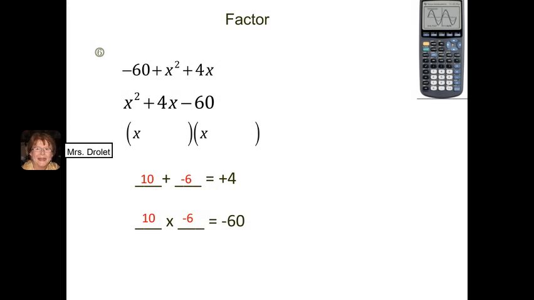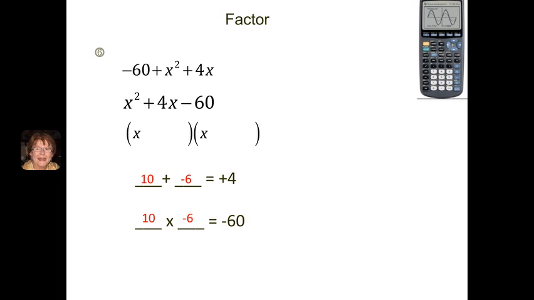I hope you found the two numbers on your own. I hope you didn't have to look at the answers. If you had to look at the answers, it's important that you get more practice in finding those two numbers. And hopefully the little tip that I gave you with the calculator will help you find those two numbers.